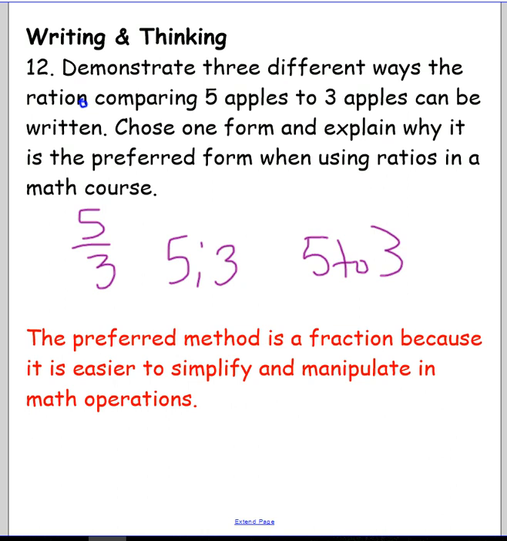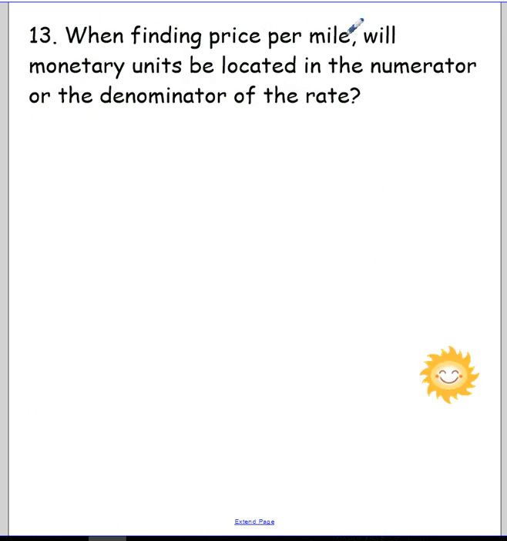So your last one, when finding the price per mile, will monetary units be located in the numerator or the denominator of the rates? So what do you think? Well, if we look at the wording price per mile, the word per is our fraction bar. The price is listed first, so it should be in the numerator.